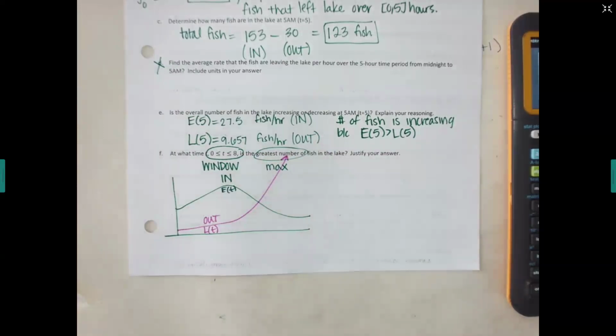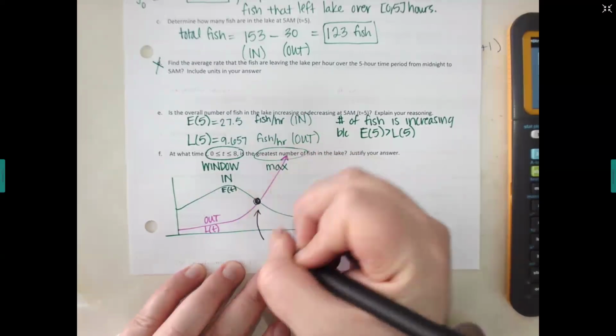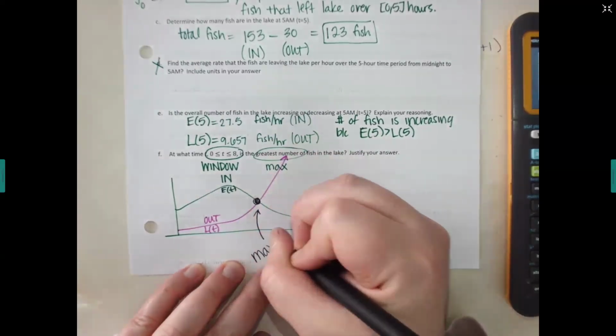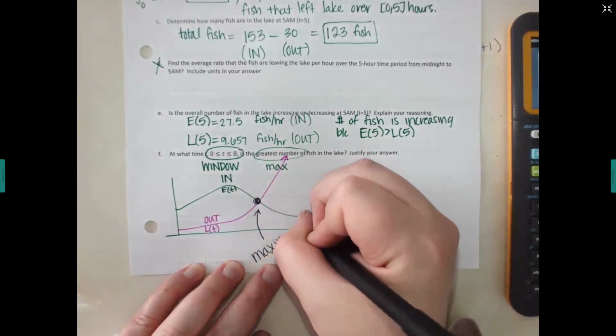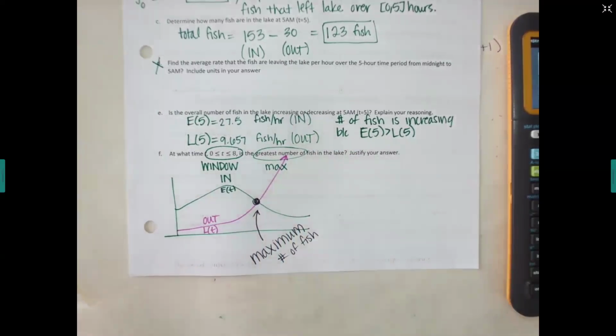Okay. The place where these two graphs cross is going to be where the maximum is. Okay, let me explain to you why. The reason that this is a max, go ahead and just label it, because I'm just telling you. This is the maximum number of fish. Okay, here's why.